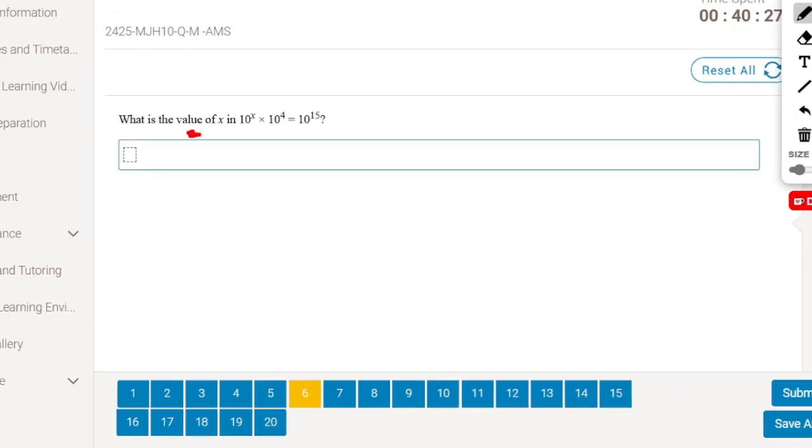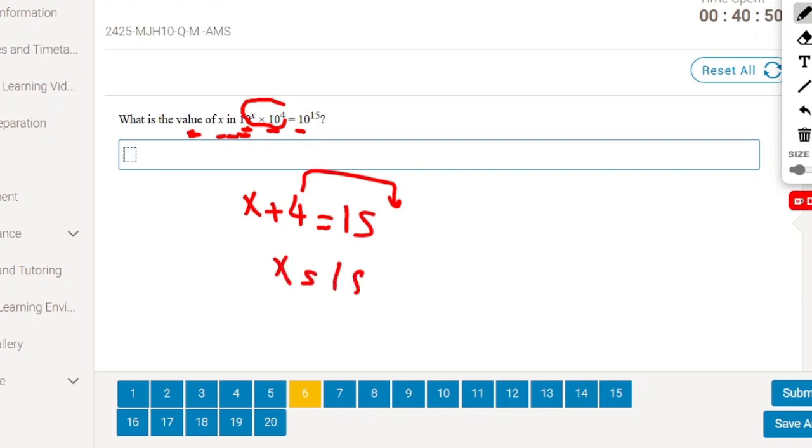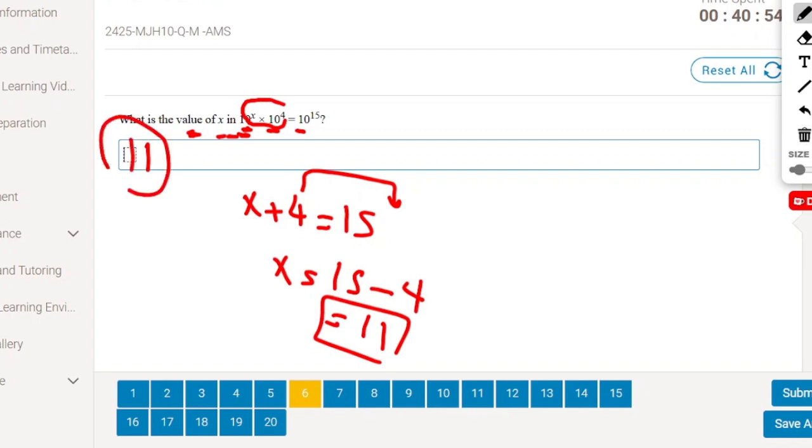What is the value of x in 10 power of x multiply 10 power of 4 equal to 10 power of 15? So here we have the same numbers here. So we will sum the powers and it will be equal to 15. So x plus 4 equal to 15. 4 will be going to the other side. So x will be 15 minus 4. So it will be equal to 11. So the answer here will be 11.